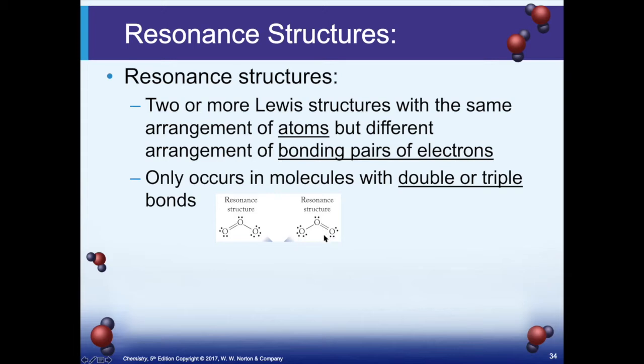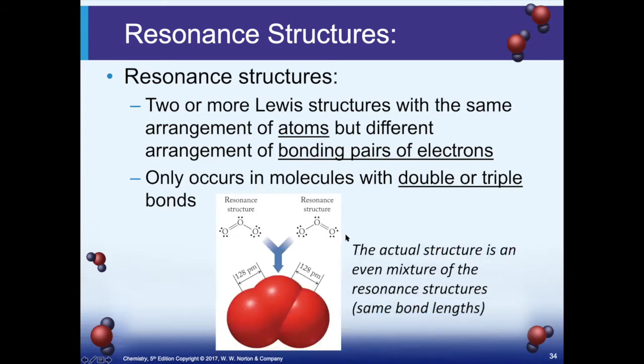Okay, so what actually happens is neither of these is the correct structure, the structure that you actually find in nature. And we'll get into the reason why next week. But really what happens is they kind of mix together. So the actual structure is an even mixture of the resonance structures. And the way you know that is because if you go into the laboratory and you measure that bond length between the oxygens, they're the same. It's 128 over here and 128 over here.